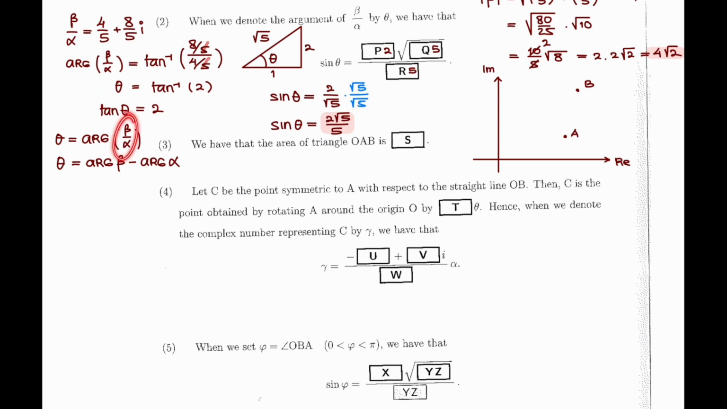So if you have two complex numbers and you divide them, the argument is equal to the first argument minus the second argument. So if I complete this illustration, this is 4 square root of 2, and this second line is square root of 10. This is the origin. Argument is the angle measured from the real axis to the complex number. This is argument of beta, and this is argument of alpha. That means argument beta minus argument alpha, which is theta, is this one.